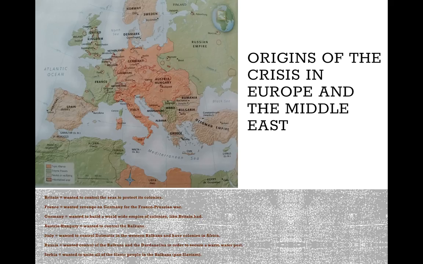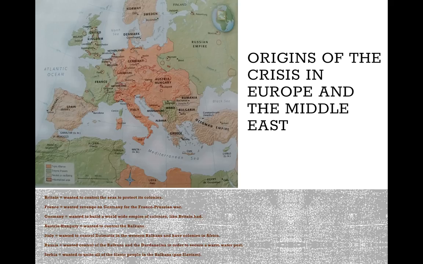Austria-Hungary wanted to control the Balkans. This caused conflict with Russia, Italy, the Ottoman Empire, and, let's not forget, the Balkans. Italy wanted to control Dalmatia in the Western Balkans and have colonies in Africa. This caused conflict with Austria-Hungary and France. Russia wanted to control the Balkans and the Dardanelles to control a secure, warm water port. This caused conflict with Austria-Hungary and the Ottoman Empire.